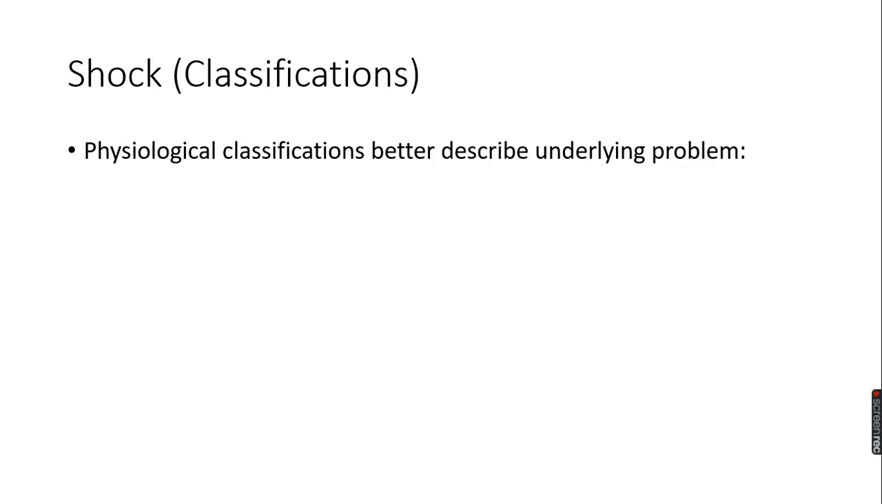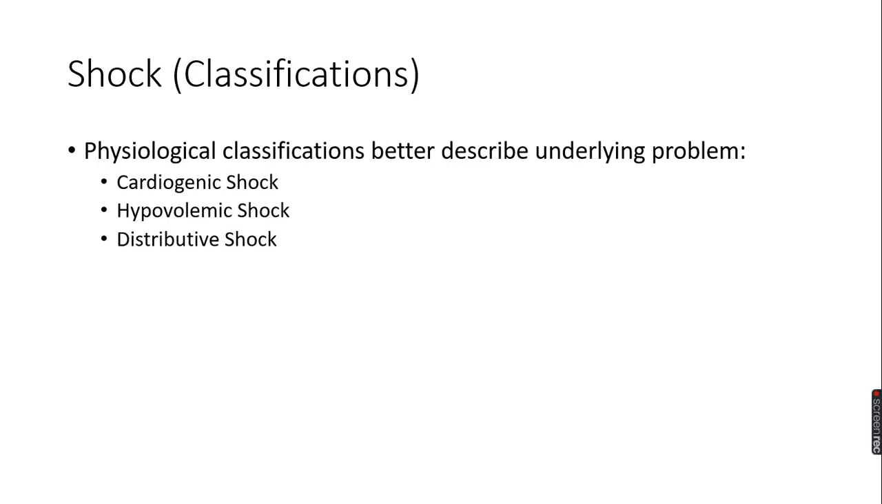Classifications of shock. Physiological classifications better describe underlying problems. So we have cardiogenic shock, hypovolemic shock, and distributive shock. The distributive shocks can be neurogenic shock, septic shock, or anaphylactic shock. So in cardiogenic shock, this is where you have the shock arising from a cardiac insult, resulting in the inability for the circulatory system to adequately perfuse the cells.